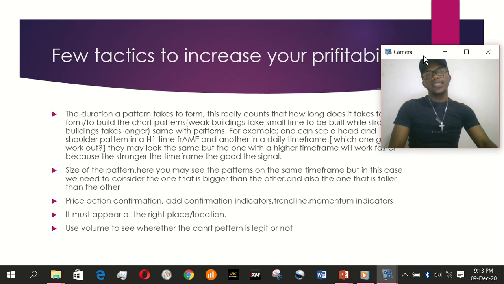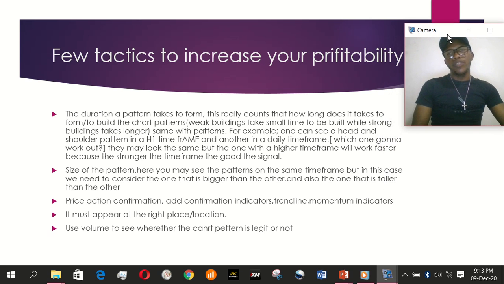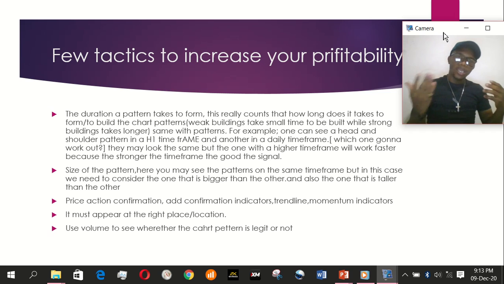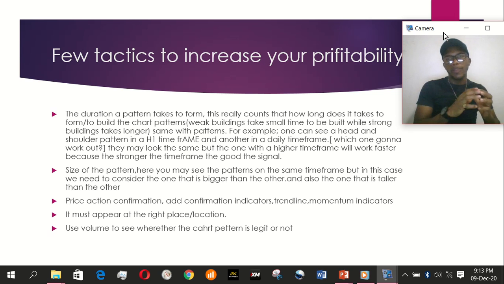There are a few tactics you need to follow to increase your profitability. So the duration a pattern takes to form, this really counts. How long does it take to build the chart pattern? For instance, weak buildings take a small time to be built, while strong buildings take longer to be built. The same thing applies with patterns. For example, one can see a head and shoulder pattern in the 1 hour time frame, and another in a daily time frame.